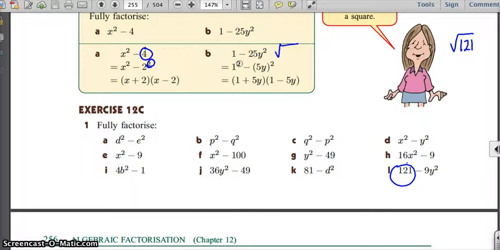So you need to understand that the square root of 1 is 1, and the square root of 25 is, of course, 5. Don't forget to square root the y.